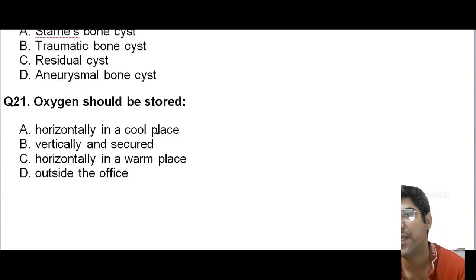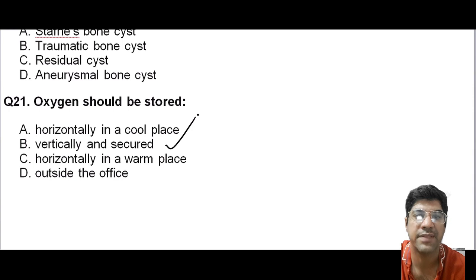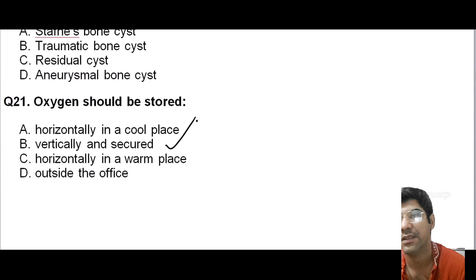Oxygen should be stored in what manner? Oxygen tanks are always stored upright and secured tightly in place. So your answer is vertically and secured. Oxygen should not be stored outside the office without proper security measures, and protection from environmental factors is important.